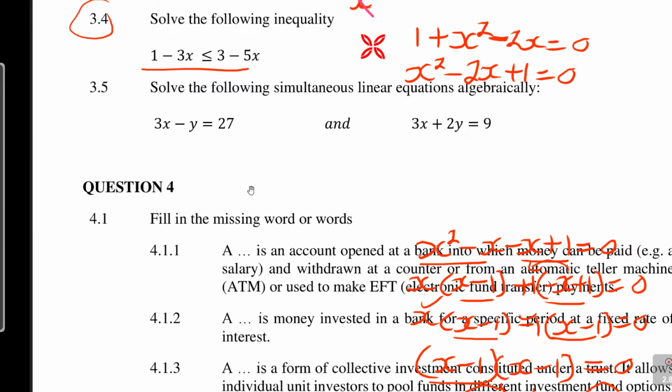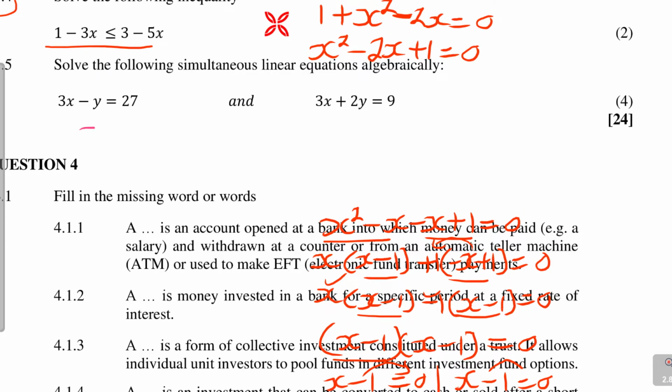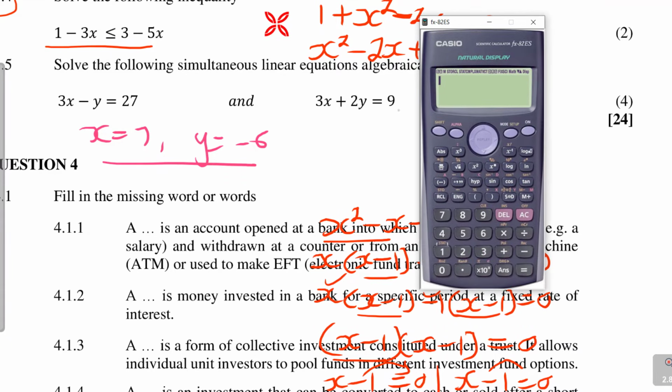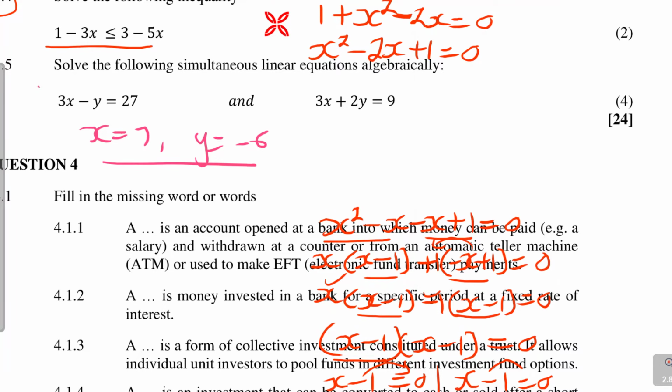You go to the original here to say x is equal to 7, y is equal to negative 6. Test on both equations. It must give you the answer. So it's 3 times x, which is 7, minus y, which is negative 6, equal to, you see, you get 27. And then 3 times x is 7, plus 2 times y is negative 6. It must give us a 9. There is a 9. So it means our answer is correct.